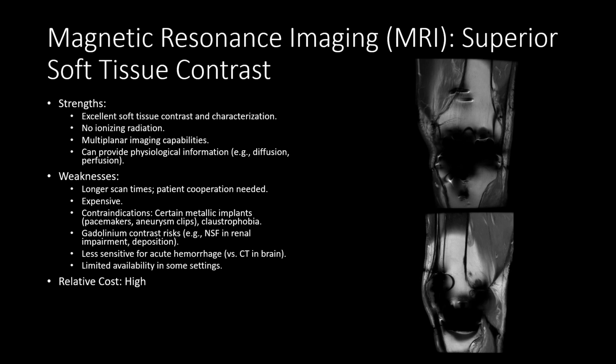It can be a little less sensitive to acute hemorrhage, particularly subarachnoid hemorrhage, and so a CT of the brain or head can outperform MRI for detection of subtle hemorrhage. And one of its big weaknesses is its lack of availability. So not every hospital is going to have an MRI. Not every radiologist is going to be comfortable interpreting all of the different advanced MRI imaging that can be performed.